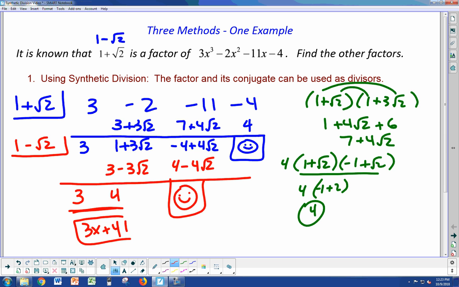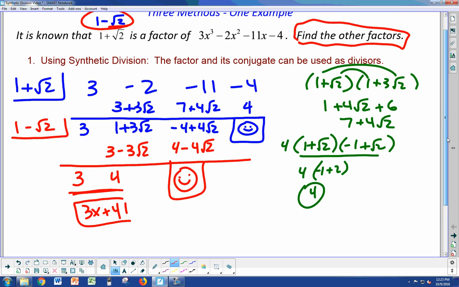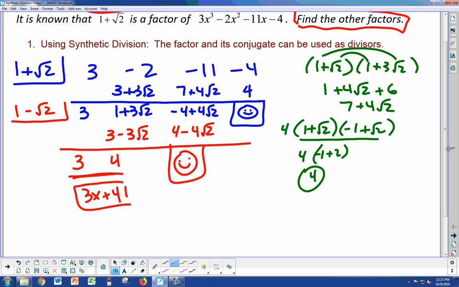So we have, it says find the other factors. So the two other factors were 1 minus root 2. And of course, that should not be written that way. That should be written as a factor. So let me just finish this out. The two other factors are going to be 3x plus 4, which came from our final quotient, and then x minus that second factor, which was 1 minus root 2. Okay, that's how we write that in factored form.